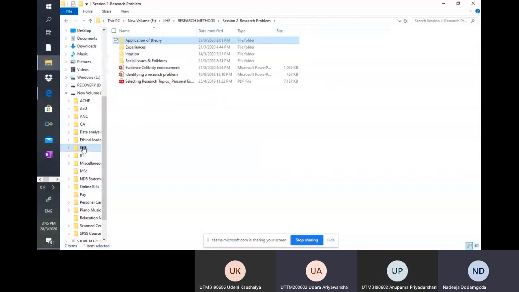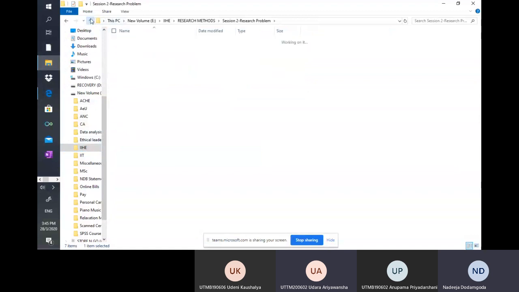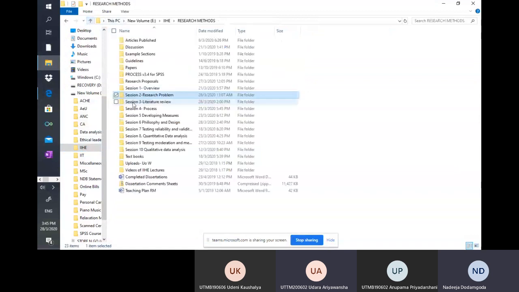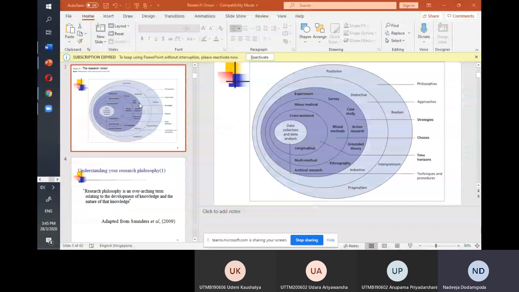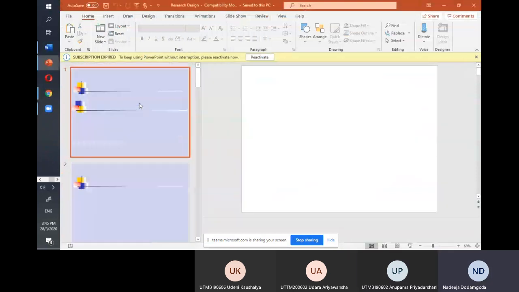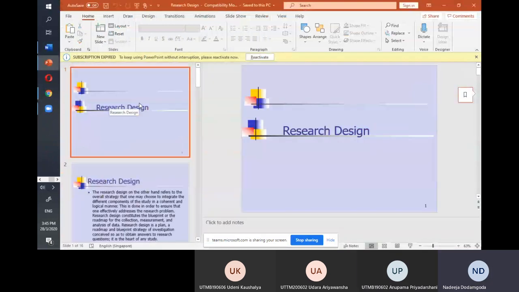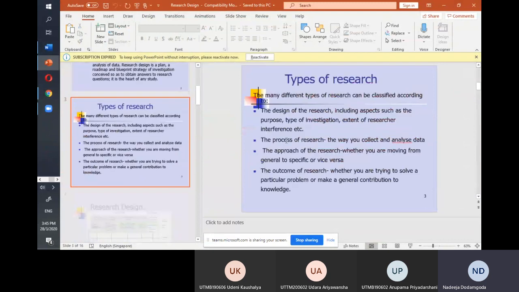This is a framework developed by another author, actually a couple of authors. Main author is Sekeran. So let's have a look at the viewpoints of Sekeran in explaining the research design. Right. This is his framework.